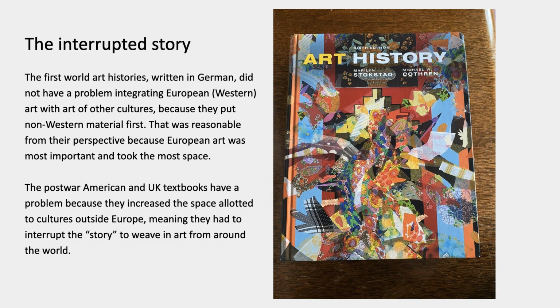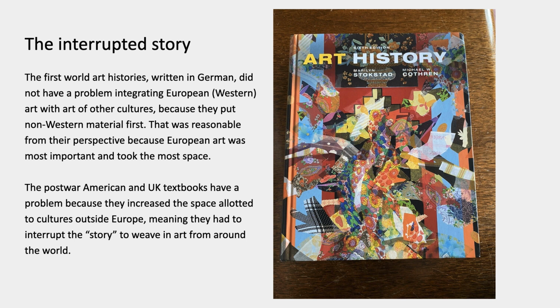The earlier world histories, the ones that were written in German, didn't have the problem of integrating European art with art of other cultures, and that's because they put all their non-Western material first. And that was a reasonable thing to do because from the perspective of those authors, European art was the most important art, took up the most space, so they could put everything else before it as a kind of curtain raiser.